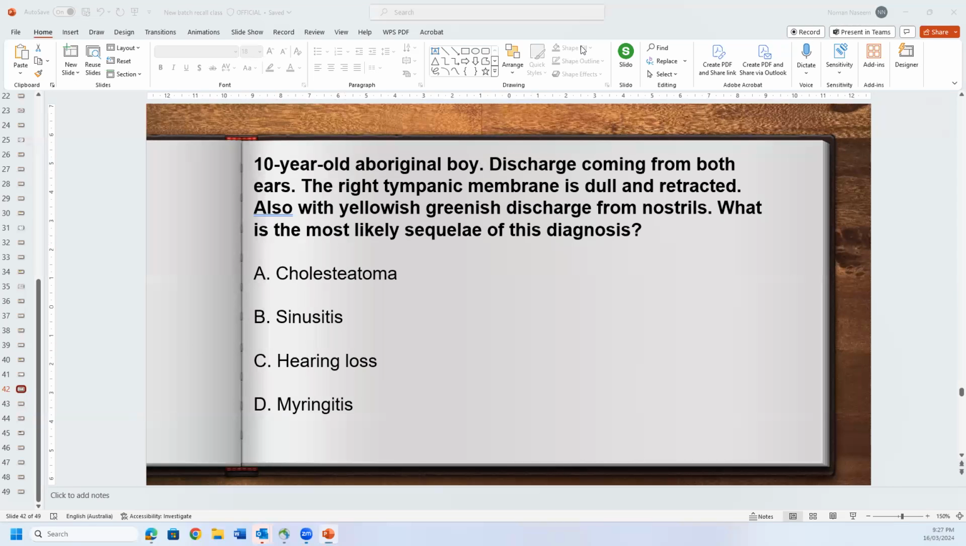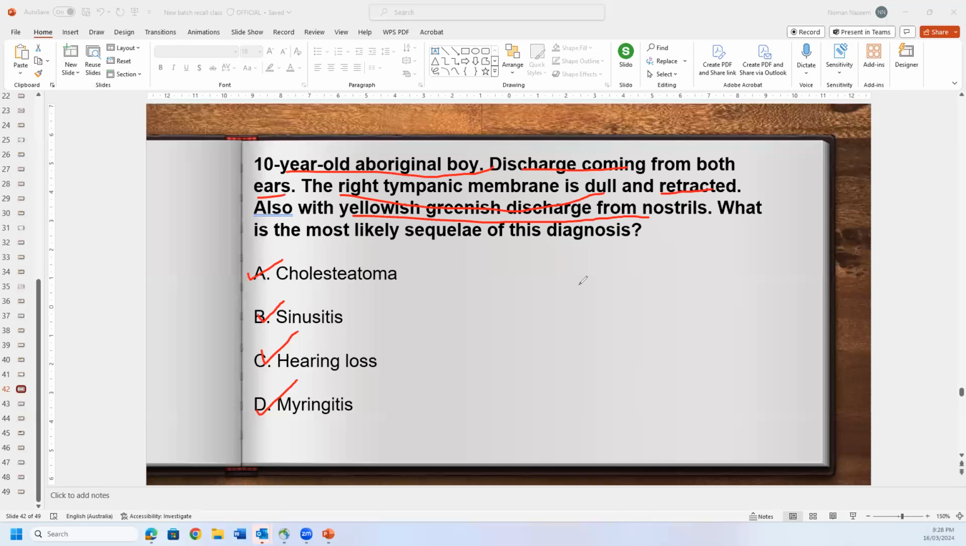A 10-year-old Aboriginal boy has discharge coming from, very important to remember this, discharge coming from both ears. Right tympanic membrane is dull and retracted. Also, you have green discharge coming from the nose. What is the most likely sequel of this diagnosis? Cholesteatoma, sinusitis, hearing loss, or laryngitis? What they're trying to ask is that the patient has chronic ear infection, and it's an Aboriginal boy, leading to infection of the nose. What is the sequel of that chronic infection?